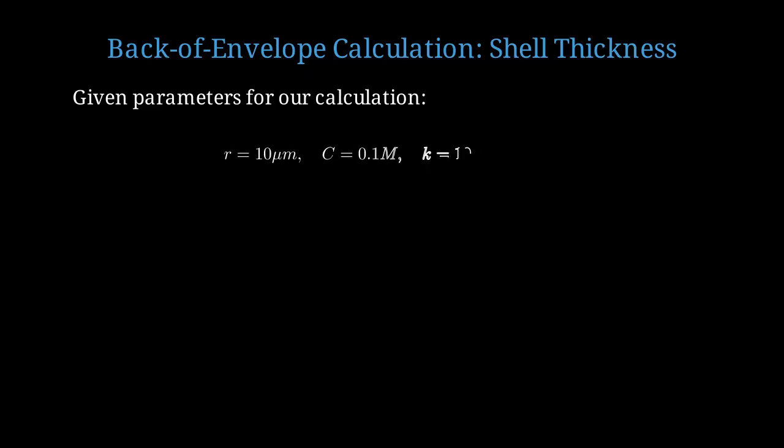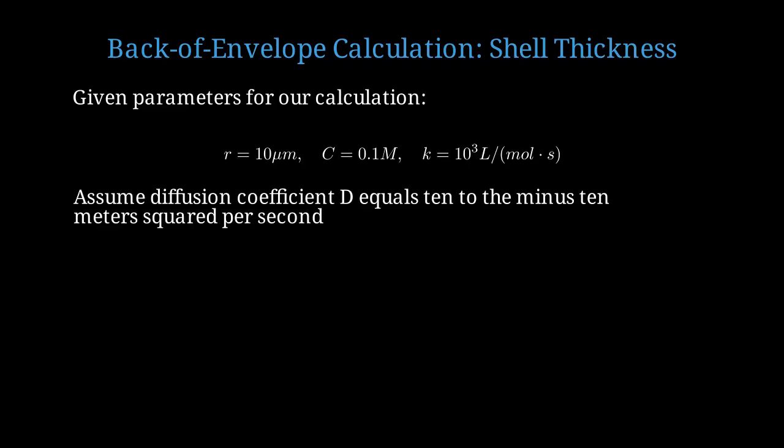We have R equals 10 micrometers, C equals 0.1 molar, and K equals 10 to the 3 liters per mole per second. For small molecules diffusing through water, a typical diffusion coefficient is 10 to the minus 10 meters squared per second. D equals 10 to the minus 10 meters squared per second.